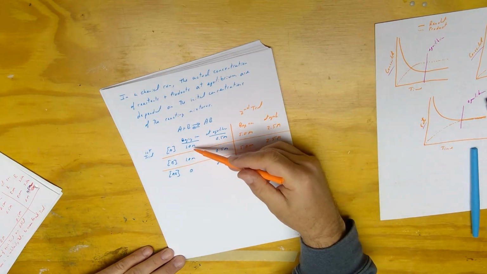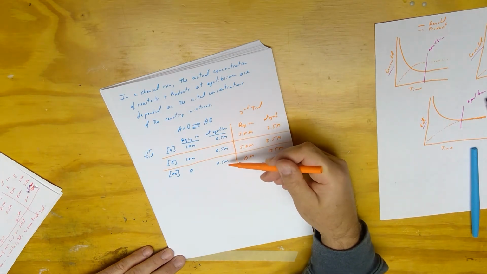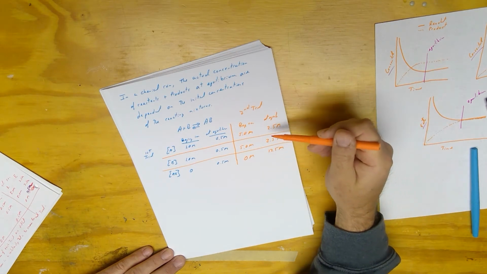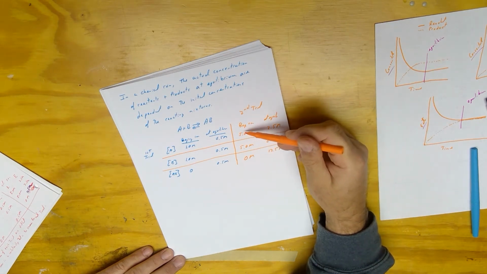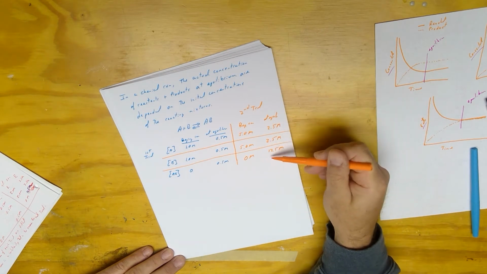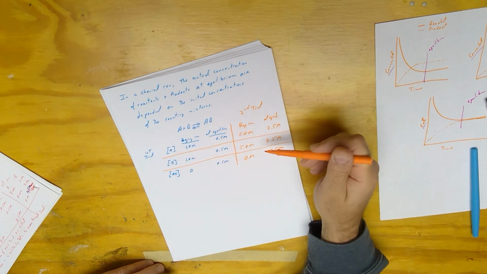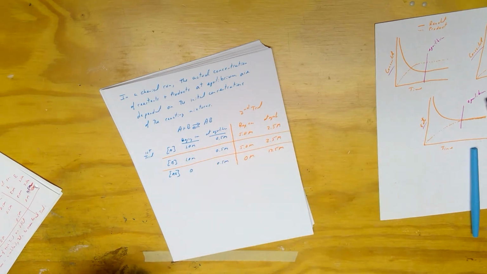So here we started with 1 molar, and we end up with half. So at equilibrium, we have 0.5 molar of this, 0.5 molar of this, 0.5 molar of this. Over here, we're starting at 5 molar, ending at 2.5, but we get a concentration of 12.5 molar. So it really depends on what our concentrations at the beginning of the reactions are.